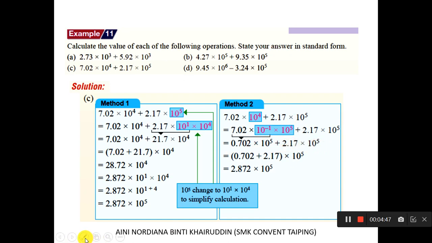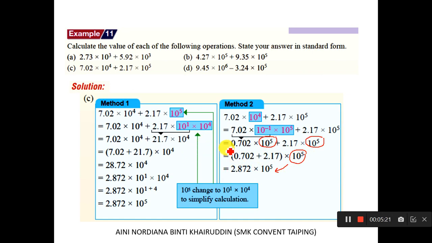I think I want to use a pen so that it's easier for you to see. Next, now both numbers have equal value, 10 to the power of 5. So we just add the numbers in a bracket. 0.702 plus 2.17 equals 2.872 times 10 to the power of 5. So this is already in standard form.